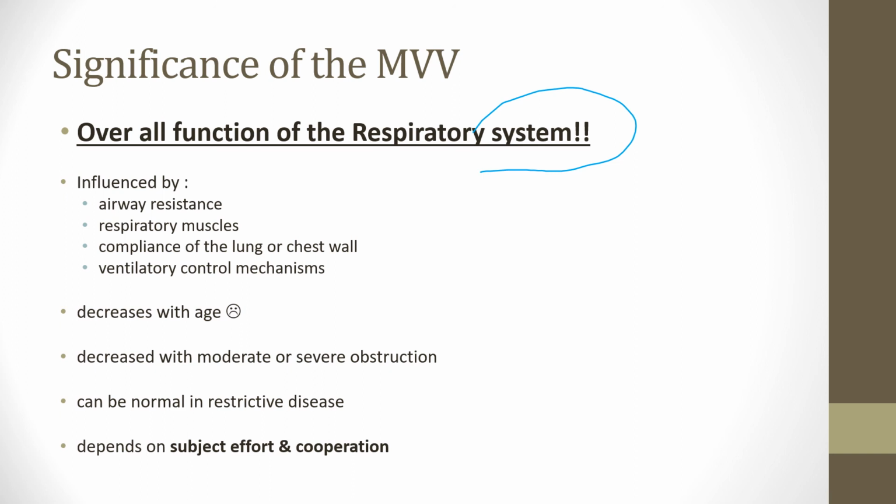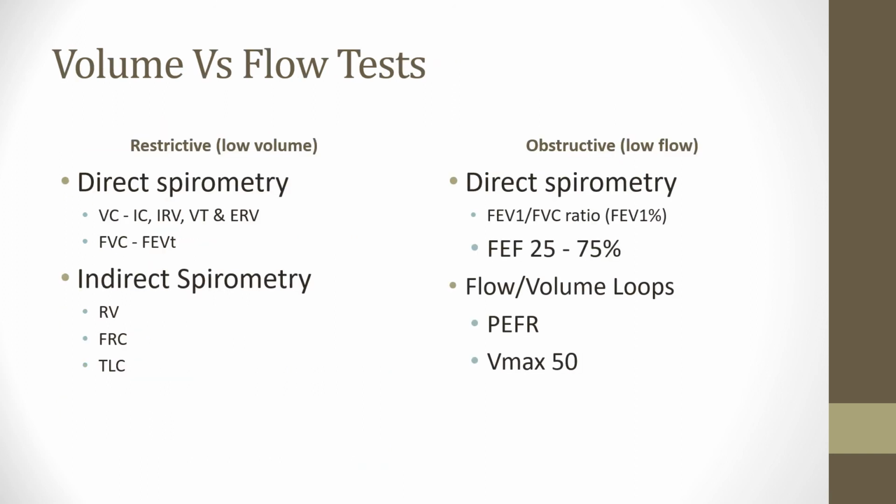Your MVV decreases with age. Everybody say boo. Boo! Decreases with moderate to severe obstruction. It can be normal in some restrictive disease because they're breathing faster, but the whole thing here is it depends on effort and cooperation. And that's why we have to calculate that times 35 or divided by 35 to look at effort as well.